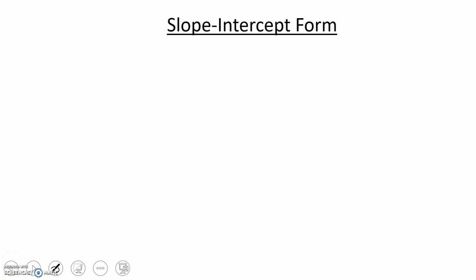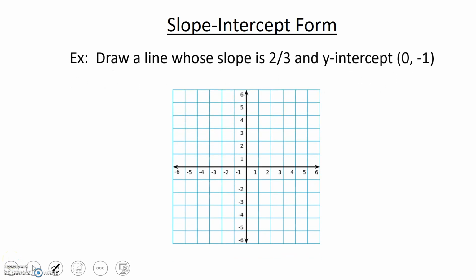In this section, we will talk about slope-intercept form. First example, let's draw a line whose slope is 2/3 and y-intercept is (0, -1). Since the y-intercept is (0, -1), I will place a point at (0, -1).